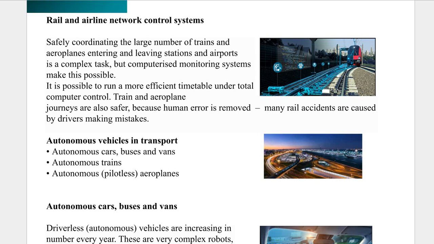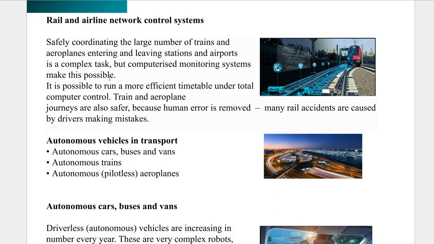Guys, when we say transport, as I said, we mean many different types of transport. For example, trains, buses, vans, cars, even airplanes. There are different types of transportation vehicles. Now, by the help of microprocessors, we can control and drive them without the need of a driver. When we say without the need of a driver, we mean that there is no driver. They are driverless.